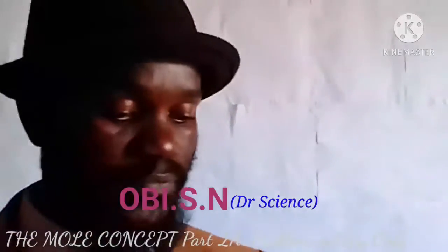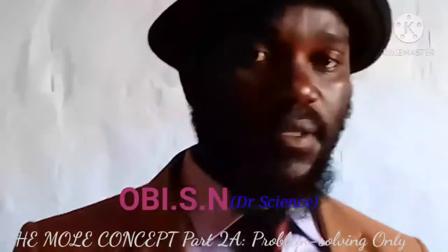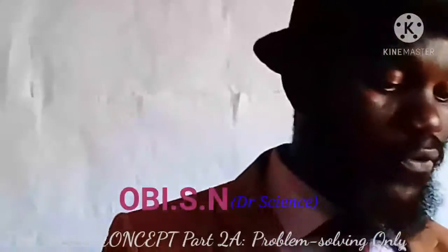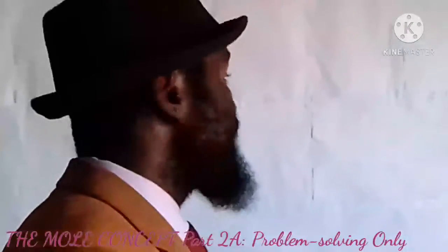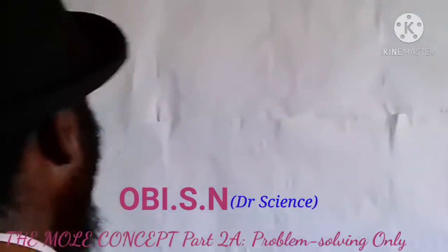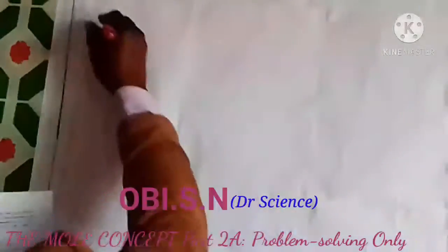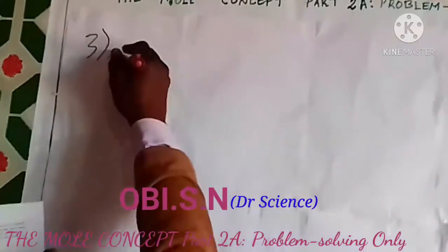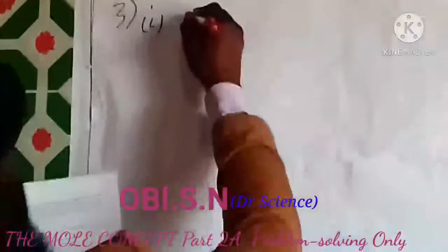Solution. Small Roman 1. To solve this problem, we are going to follow these steps. Write down the elements that are found in that compound. So we have elements.